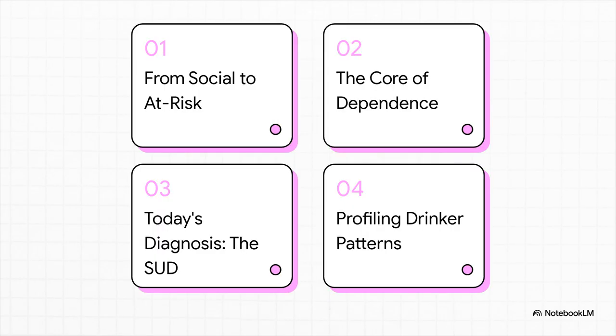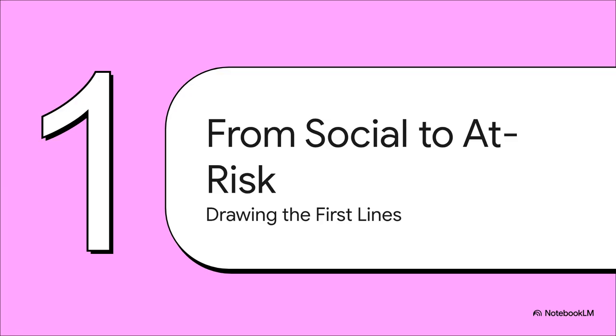First, we'll draw the lines between social drinking and at-risk behavior. Then, we'll dig into the clinical core of what dependence really means. After that, we'll get up to speed with today's modern diagnosis, the substance use disorder. And finally, we'll touch on how scientists have tried to profile different patterns of drinking. Let's get into it. Okay, let's start at the very beginning of this spectrum.